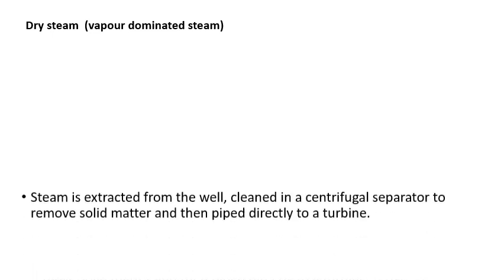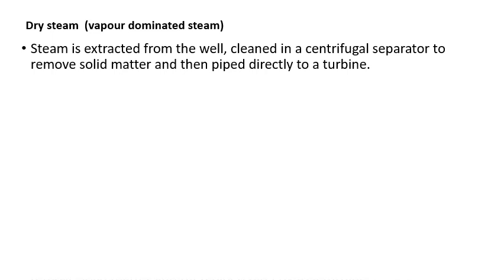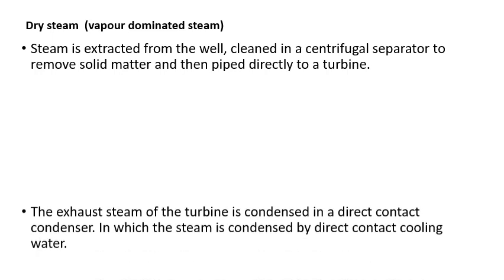Let us see what are dry steam or vapor dominated steam plants. These are one category of the steam plant in the geothermal system. Steam is extracted from the well and cleaned in a centrifugal separator. The centrifugal separator works on the density difference, right? And it removes the solid matter, and then the steam is piped directly to the turbine.